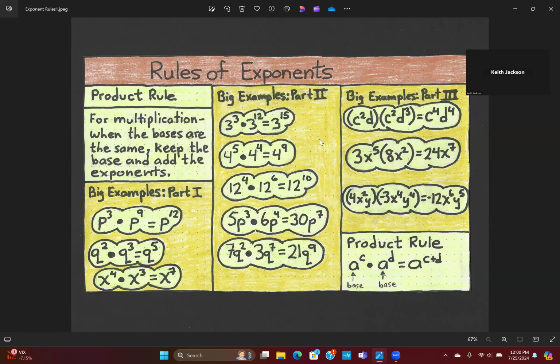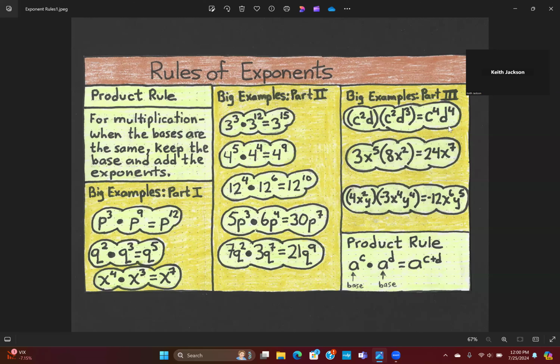Now let's move on to part three with our three big examples, in which we have c to the second power times d, times c to the second power times d raised to the third power. When we do that, let's look at the c's first. So we have c to the second power times c to the second power. Well, that's going to equal c to the fourth power. d to the first power, that's what this is right here, times d to the third power. That will give us d to the fourth power.